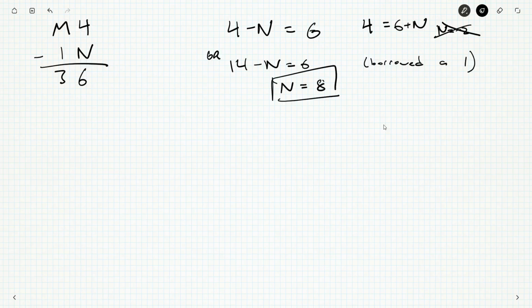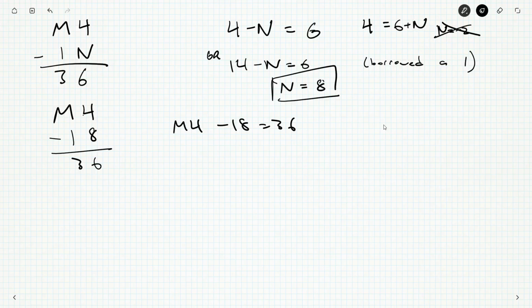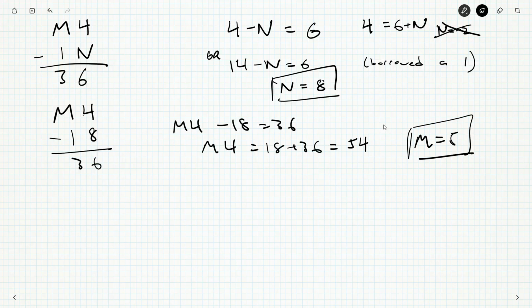Well, what can we do? We know we've borrowed a 1 from there, but if we rewrite the equation, knowing that n has to be 8, we have enough to just solve for m4. Because we know that m4 minus 18 is equal to 36. Just rearrange: m4 is 18 plus 36, and that's going to be 54. m is going to have to be equal to 5. And now I know m, I know n, and we are all set.